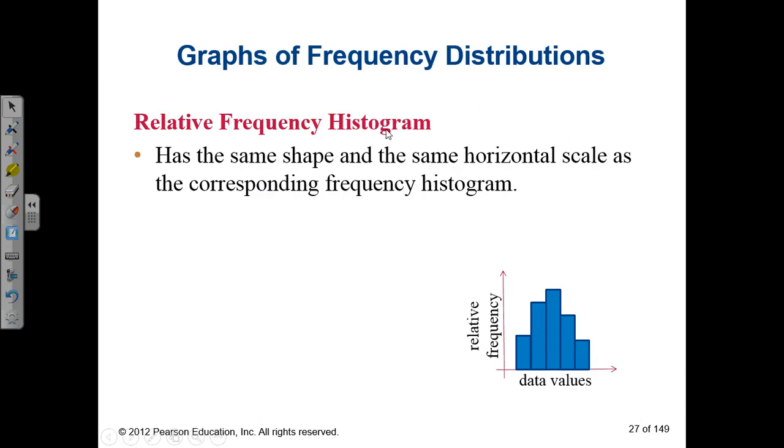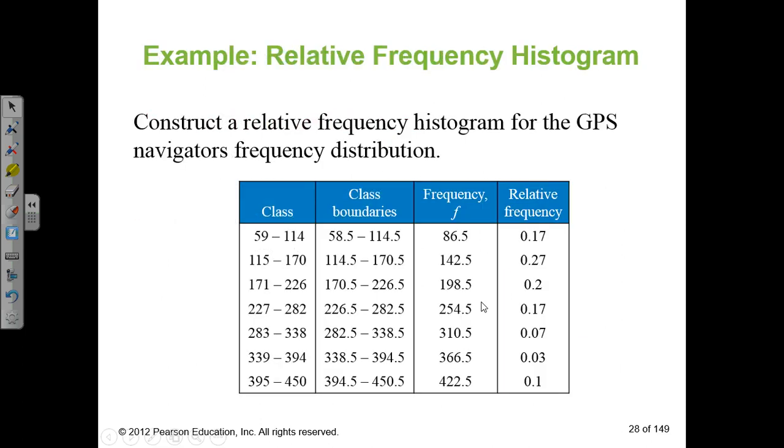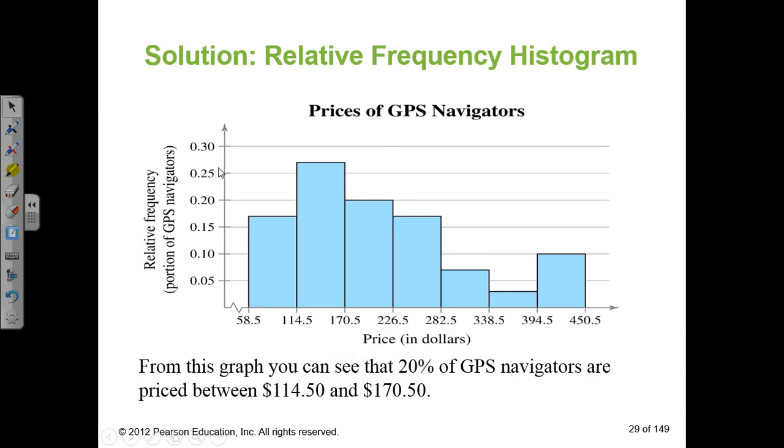A relative frequency histogram is the same as the frequency histogram, except my vertical scale, instead of being frequencies, are the percents. So remember, here are our relative frequencies. So instead of over here having the 5 and the 8 and the 6, we have the relative frequency. If you recall, the relative frequency for class 1 was 17%. So this bar is at the 17% mark.